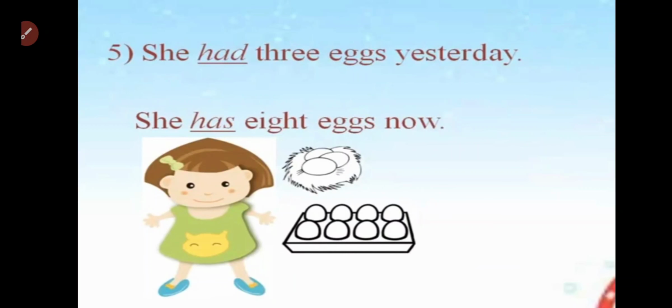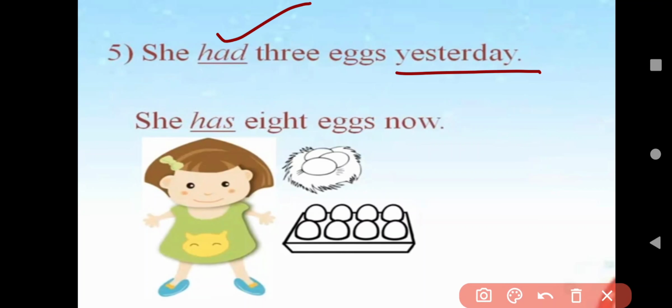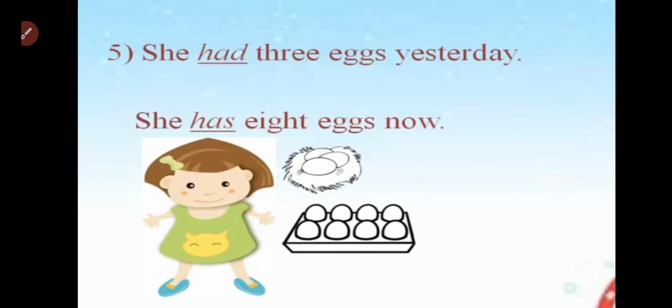Next, she had 3 eggs yesterday. Yesterday refers to past time. So we will use had here. She had 3 eggs yesterday. And she has 8 eggs now. Yesterday she had 3 eggs. She stands for singular, and for singular we will use has.